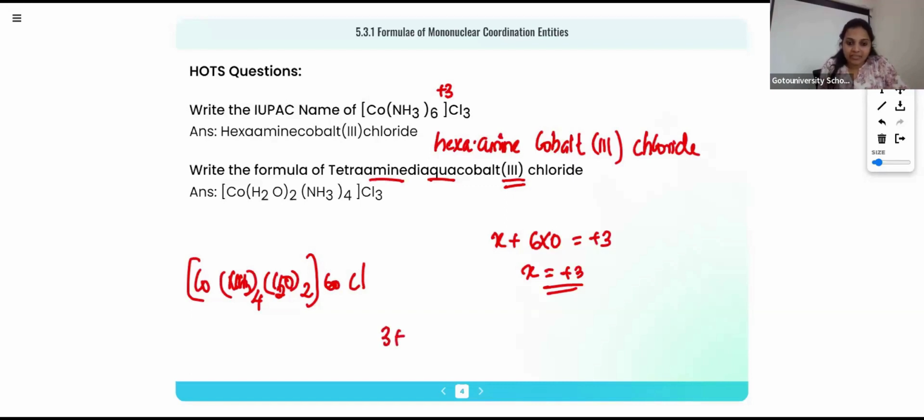So I am taking 3 plus. Ammonia has a charge 0, so 4 into 0 plus. Water again has a charge 0, 2 into 0, is equal to, the answer will be 3 again. It means the charge of the complex is 3. Means 3 chlorine will be there outside to maintain the neutrality. If it is 2, 2 chlorine will be there, because 2 plus means 2 minus will be there. 1 chlorine always has 1 minus charge. This is the way to write the formula if the name is given.